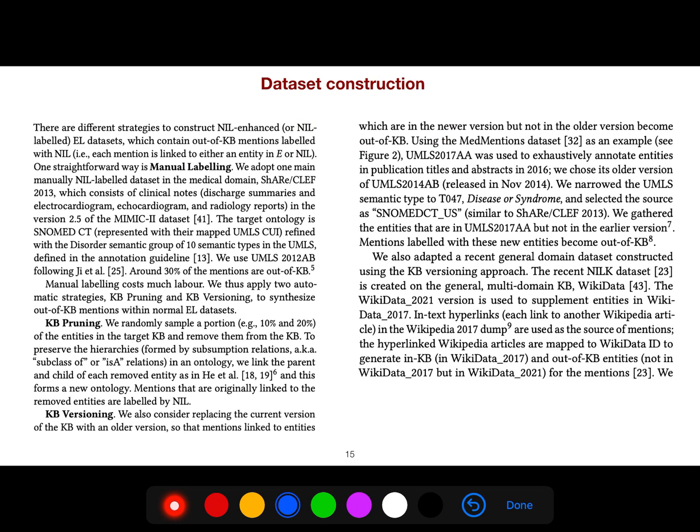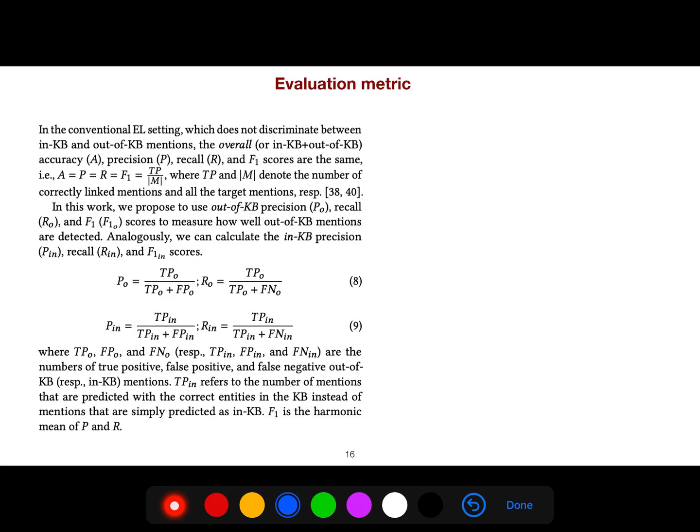For dataset construction, they use a kind of knowledge-base pruning. They randomly sample a portion of the entities in the target knowledge base and remove them from the knowledge base. And for evaluation, they use these metrics, precision and recall, everything standard.